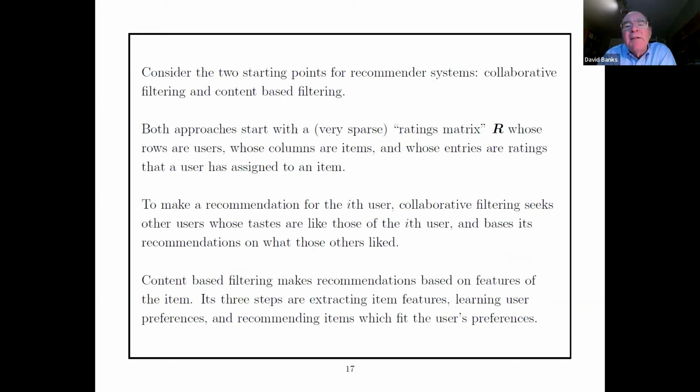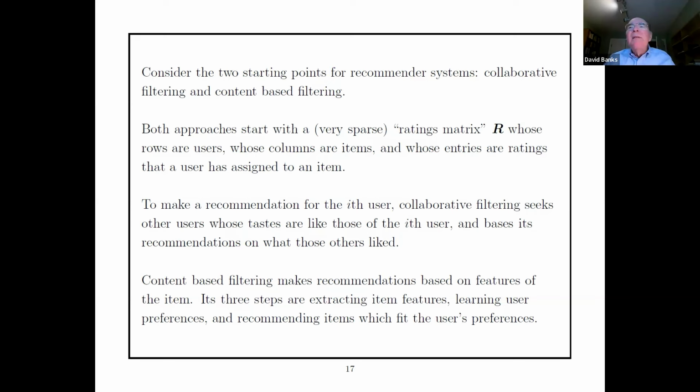The two starting points for recommender systems, theoretically, are collaborative filtering and content-based filtering. Both of them start with a very sparse ratings matrix R, and you can imagine the rows of the matrix are users, and the columns are items, and the entries in the matrix are ratings that a user has assigned to an item. And that's probably a little misleading, because the rating may not be a numerical rating that somebody gives for a movie or a restaurant. The rating could be how long you sat at a website looking at a movie or a book before you moved on to something else. So the concept of a ratings matrix is actually pretty general.